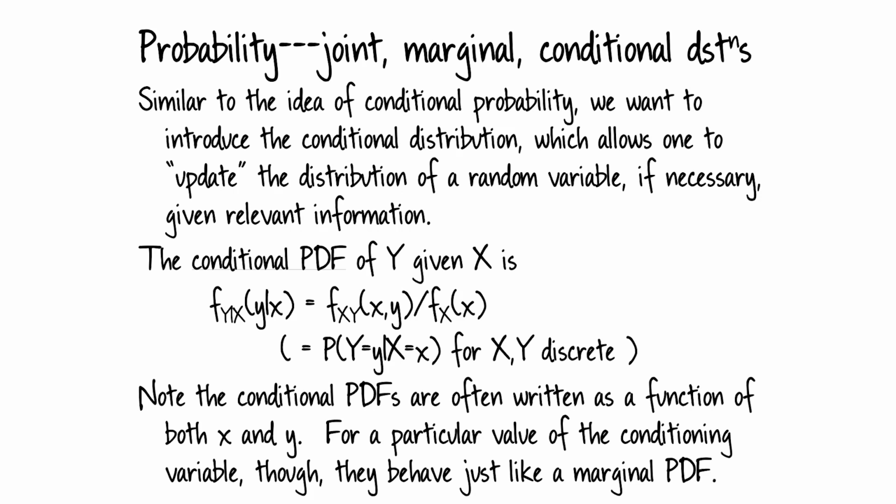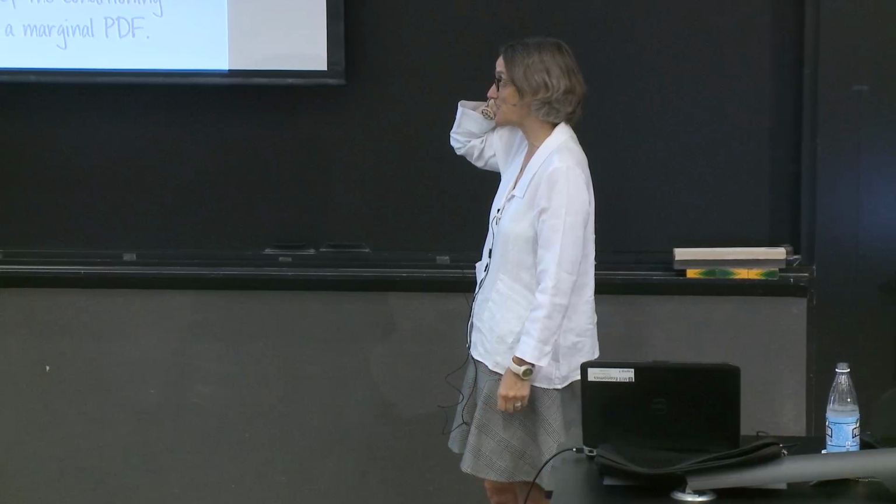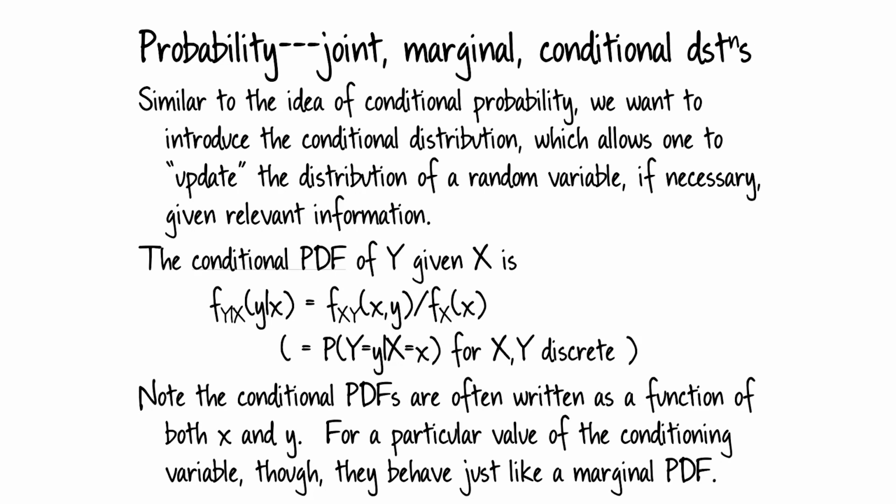So one thing, it's easy to get confused with the notation of conditional distributions, because they're often written as a function of both x and y. If you didn't think carefully about it, you might get confused and think it was a joint distribution. But it doesn't behave the same way as a joint distribution. For a particular value of the conditioning variable, it behaves just like a marginal PDF. So it may be written as a function of x and y, but if x is your conditioning variable, you plug in a particular value of x, and then you just have a marginal distribution.